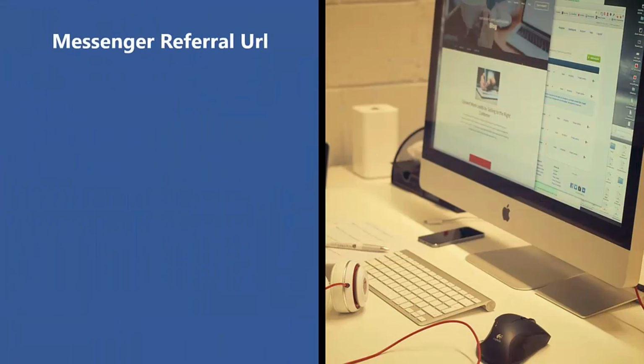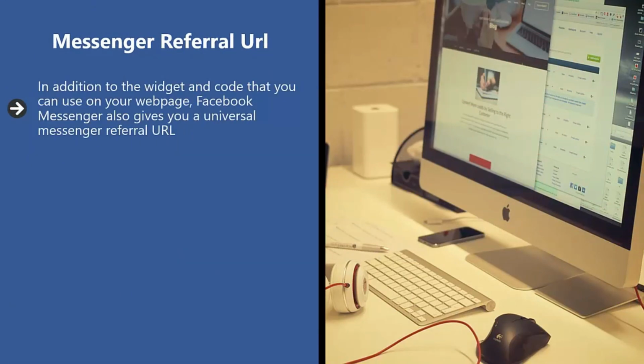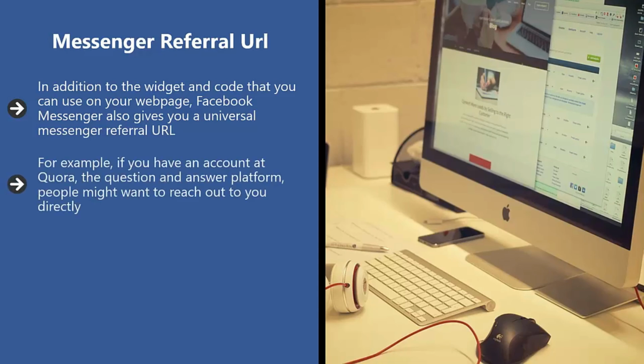Messenger Referral URL. In addition to the widget and code that you can use on your webpage, Facebook Messenger also gives you a universal messenger referral URL. You can put this on your website, and you can put this on other people's websites. For example, if you have an account at Quora, the question and answer platform, people might want to reach out to you directly. So you could say in your answers on Quora, if you have any other questions or concerns, click on my profile and get a hold of me via Facebook Messenger.